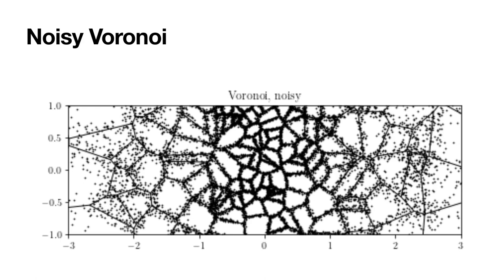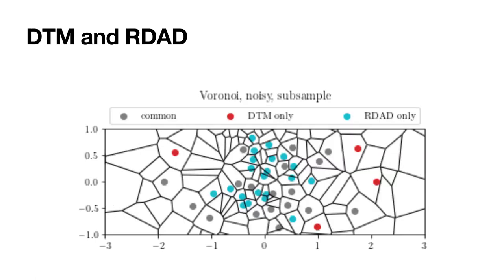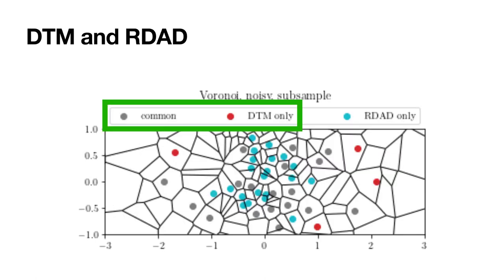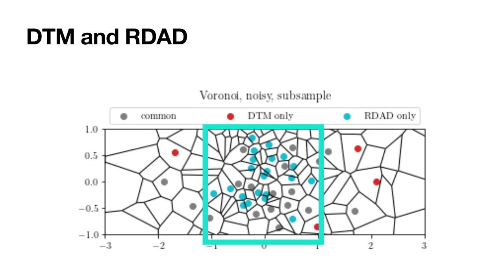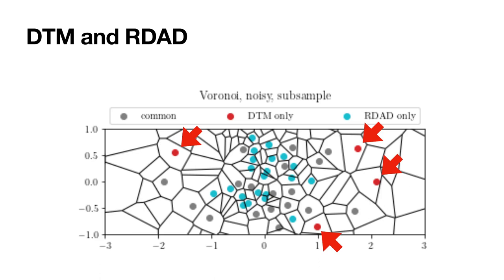Okay, so recall we have these points sampled near edges from this graph. And if you use the traditional method, you'll pick up the gray and the red points. And if you use our method, you'll pick up the gray and the blue points. So you can see that our method can pick up much more points in the middle that the traditional method cannot pick up. We do miss a few of them, the four red dots on the side, but there are not too many of them. So this is nice.